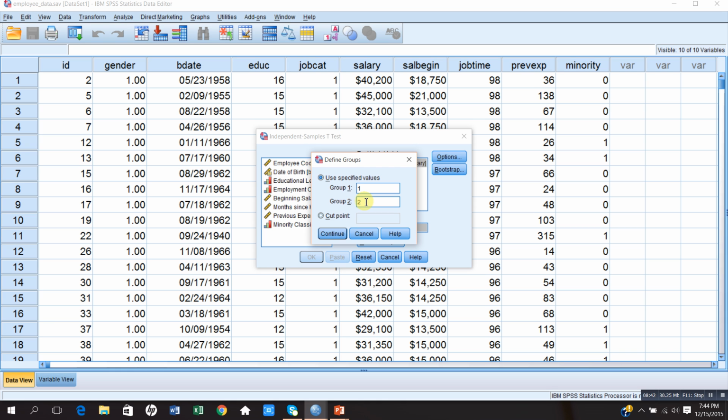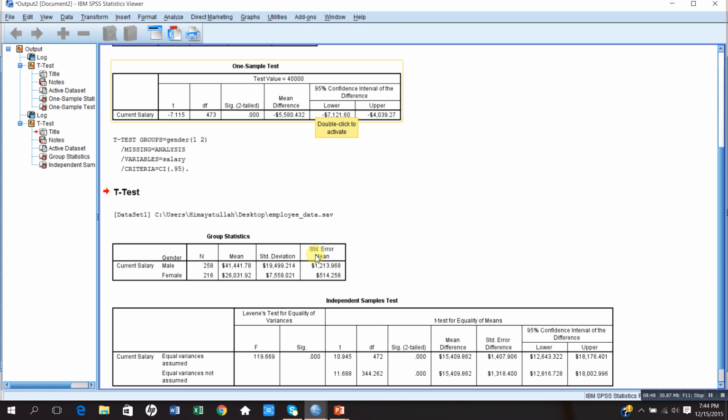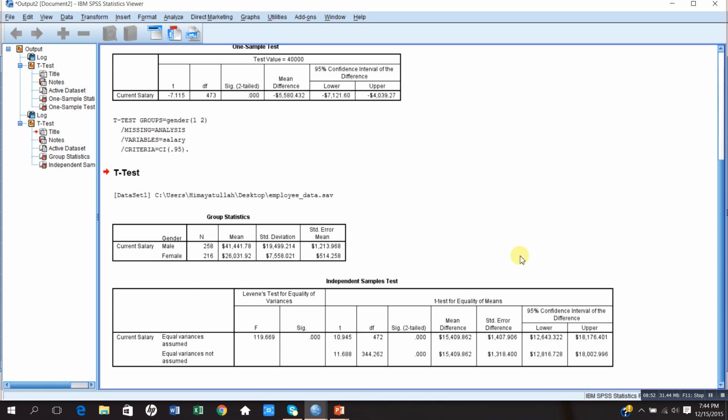I will continue, and then I will press OK, and after pressing OK I have these two tables. This is the independent sample t-test. The first table gives us group statistics for the two groups, male and female, and the variable is current salary. The total number of observations is 474, and out of that 258 are males and 216 are females.